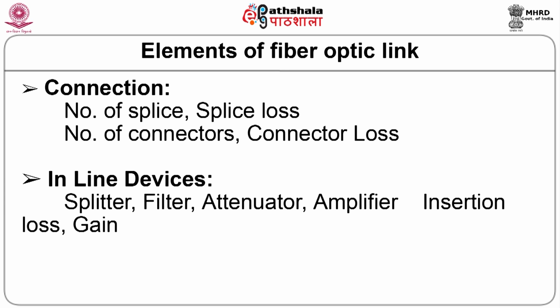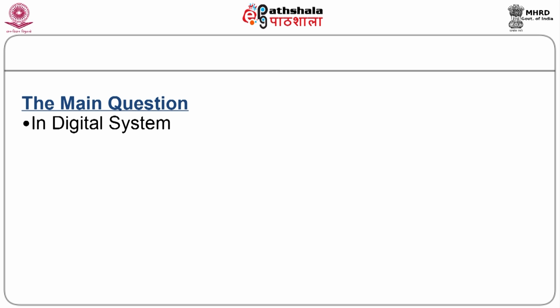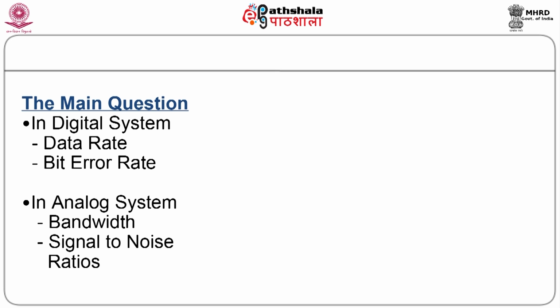Now when we consider such a system, say for example, if you want to transmit a digital signal, then in the digital system, the important things are the data rate and bit error rate. And if you consider the analog system, then it is the bandwidth and signal to noise ratio. These are the important factors which we need to consider for digital systems, that is transmission of digital data, as well as for the transmission of the analog signal.